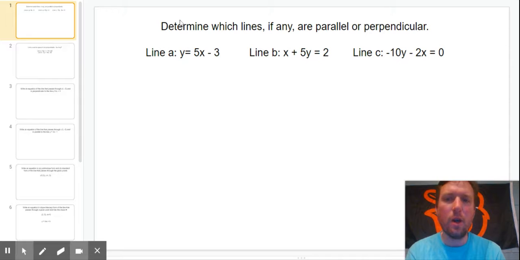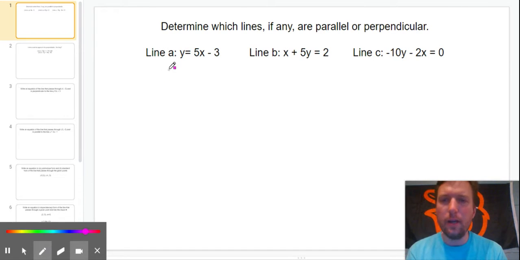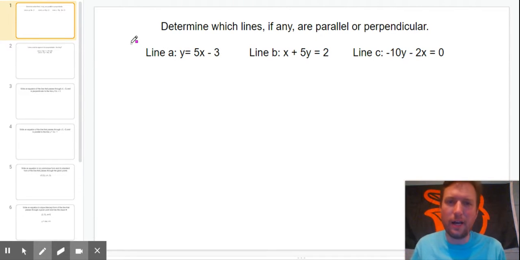There's an equation y equals 5x minus 3, x plus 5y equals 2, and negative 10y minus 2x equals 0. And what we're going to do is work to determine which lines, if any of them, are parallel or perpendicular. Now, the first thing that we want to do, rule number one, is we are going to find the slopes of the lines.